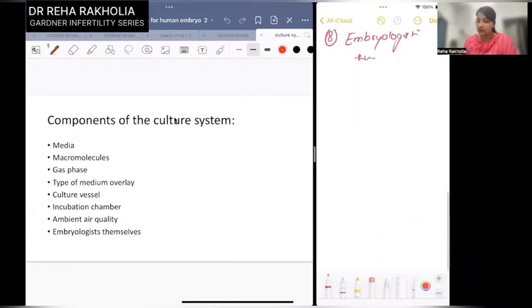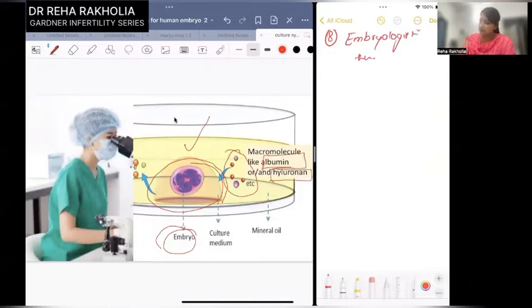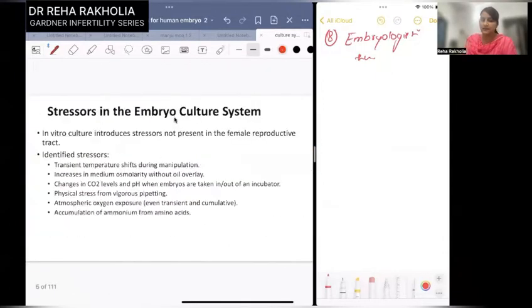As we have already talked about the components of the culture system: media, macromolecules, gas phase, type of medium overlay, culture vessels, incubation chamber, ambient air quality, and embryologists themselves. See, this is the culture media. This is the embryo in the culture media. This is the oil overlay. These are macromolecules like albumin and hyaluronin. These are the incubators, CO2 incubator and trigas incubator.